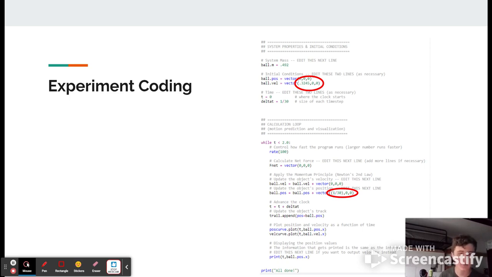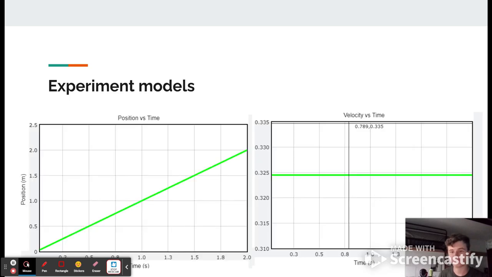The next important thing is the time. Each frame in Tracker was a 30th of a second, 30 frames per second on an iPhone camera. That's also how the numbers broke down. So we inputted that in the second little red circle there. So the computer model was more accurate.